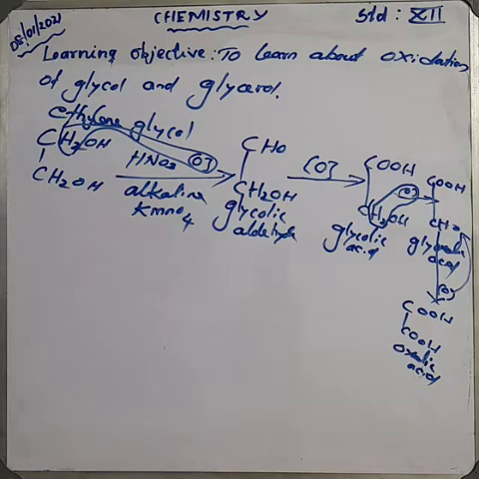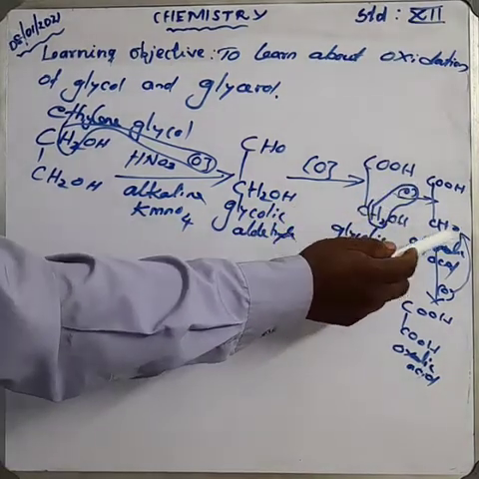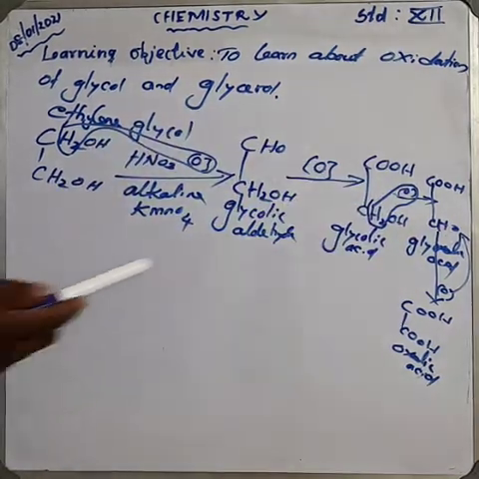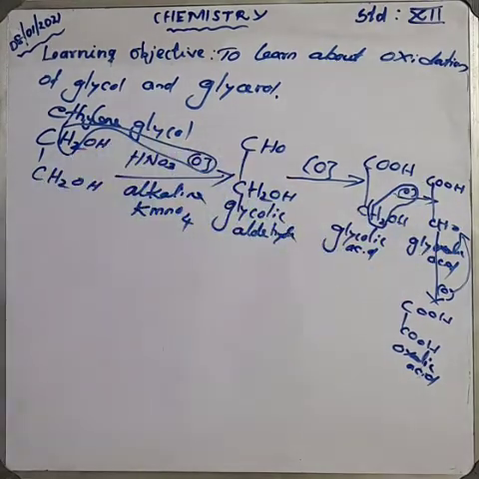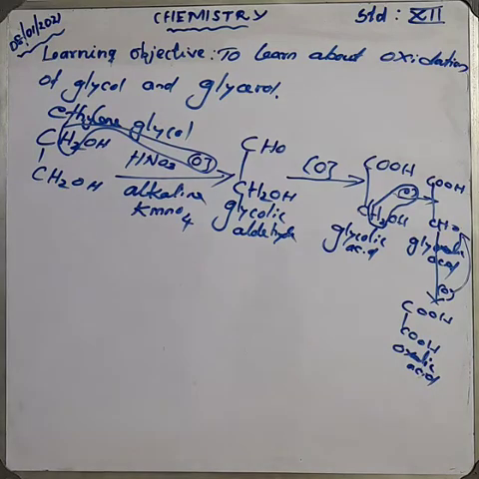Again, the next step: CH2OH, the hydrogen combines with the oxygen to form the aldehyde. So the name of the compound is glyoxylic acid. Again we are adding oxygen to form oxalic acid. This is the first step. Next, the second step.